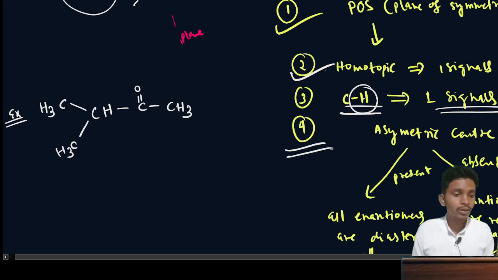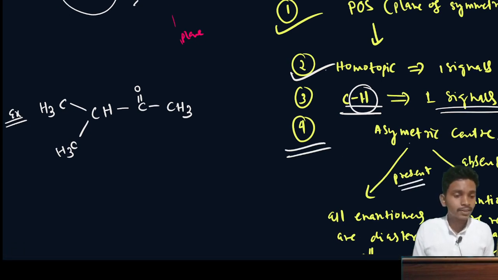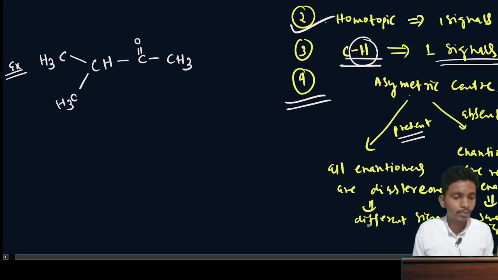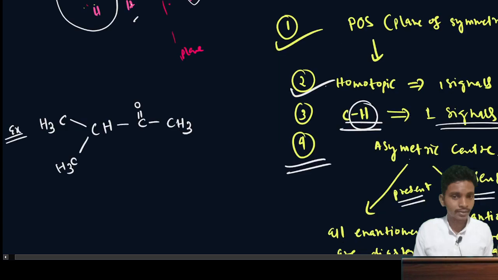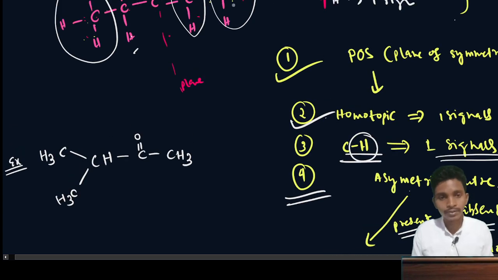After that we will look at the asymmetric center. If an asymmetric center is present, then all enantiomers act as diastereomers. Diastereomer means we will get different signals. And if it is absent, then enantiomers remain as enantiomers, meaning they give the same signals. Okay, that's what we will look at in these examples.